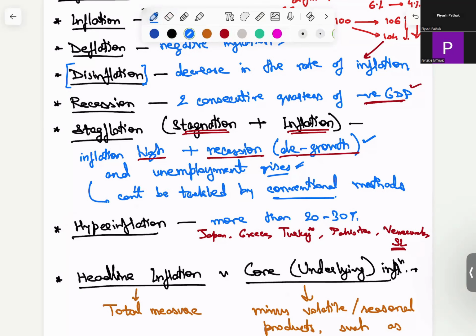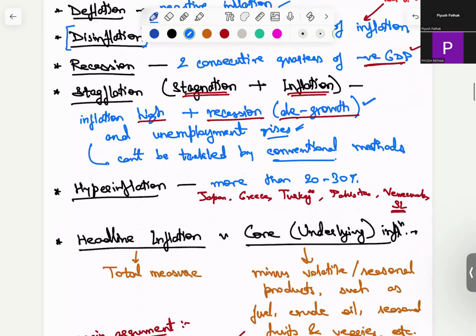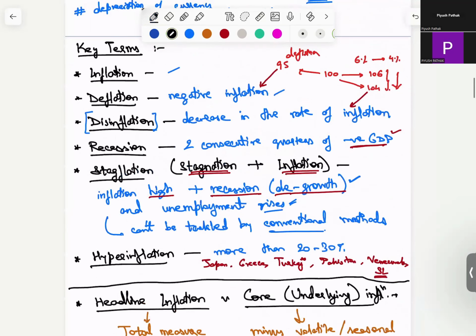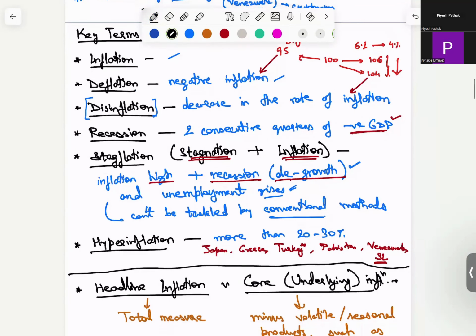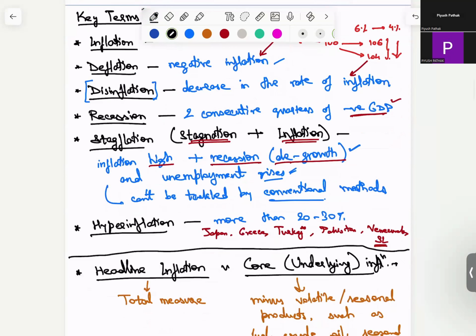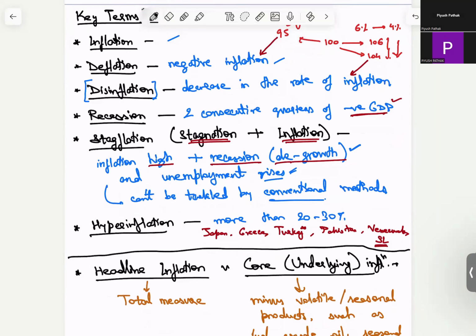Okay, so these are the terminologies. Now it is important to put up a break here. So these were the various terminologies related to inflation. Okay, deflation, disinflation, recession, stagflation, hyperinflation. Of course, there are many such terminologies. It's an economist's paradise, but we don't have to delve into that.